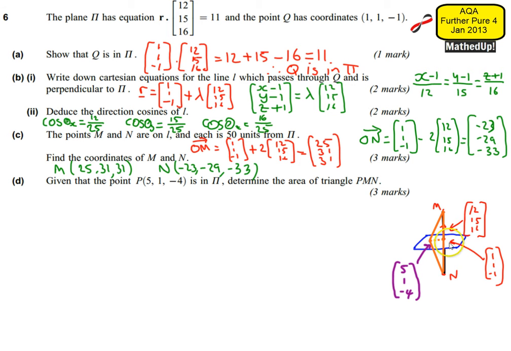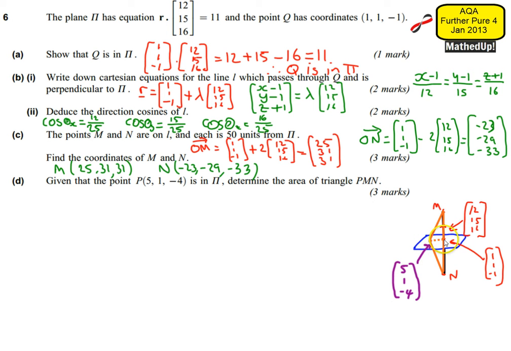Well, I can work that out because I know that I've got the point 1, 1, negative 1 here and 5, 1, negative 4 here. So if I can find the distance between those 2 points, because they both lie on the plane, that's going to be perpendicular to the base. So that's actually going to be the height of the triangle. So I can then simply just do the base times the height divided by 2. So let's go about working this out.